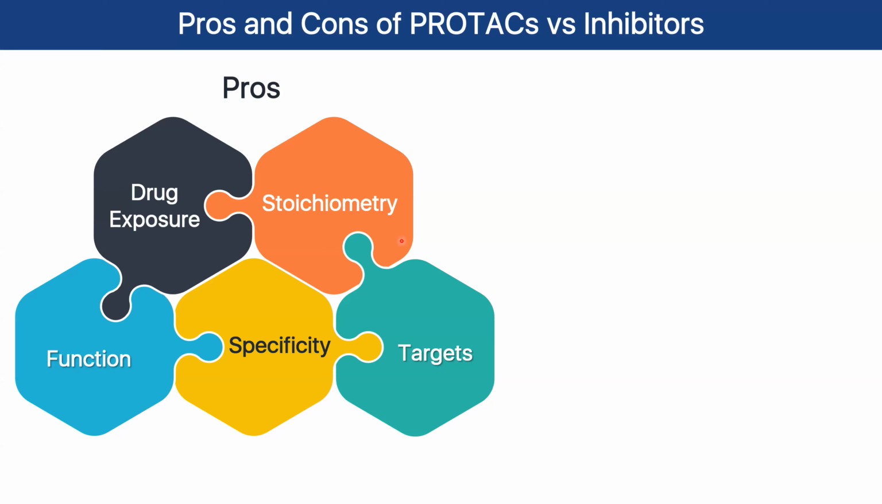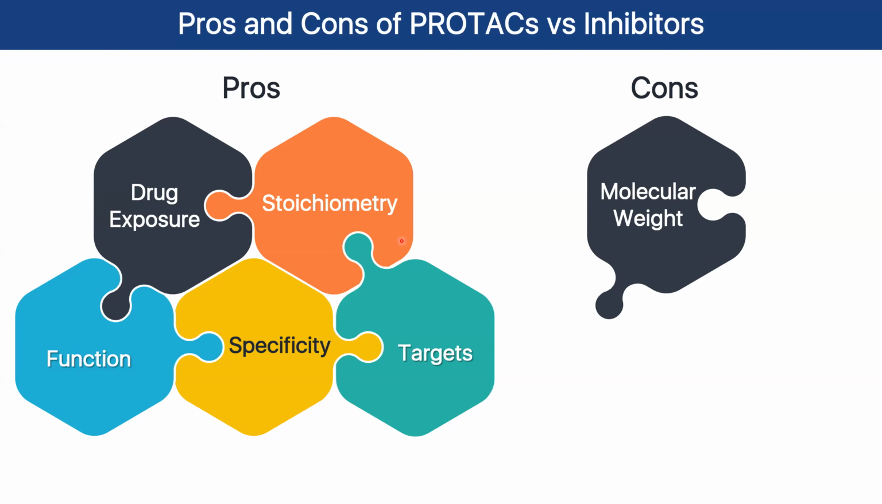And then in terms of targets, for inhibitors, it's mostly enzymes or receptors, but for degraders, potentially, as long as you can find a binder, and it doesn't have to be very strong. Sometimes a micromolar binder is sufficient to trigger efficient degradation. So these are the good things about PROTACs.